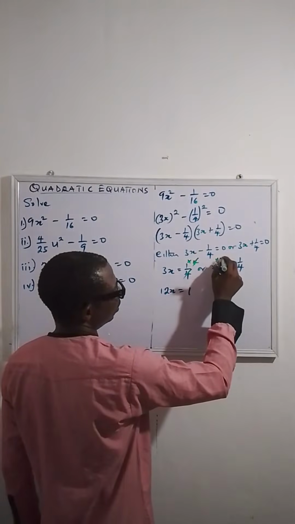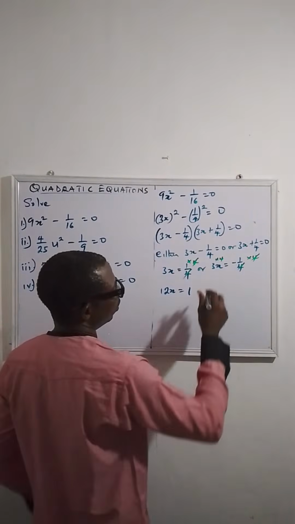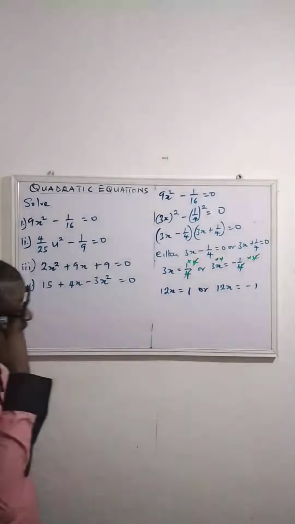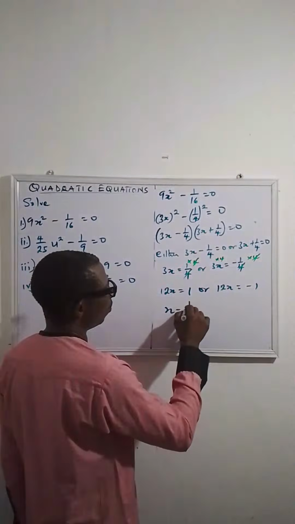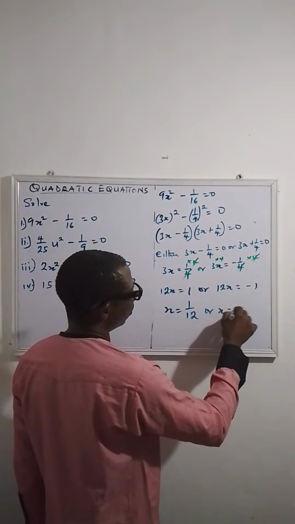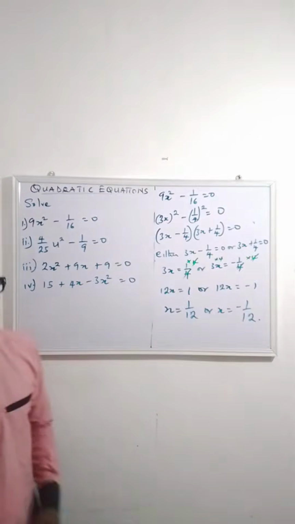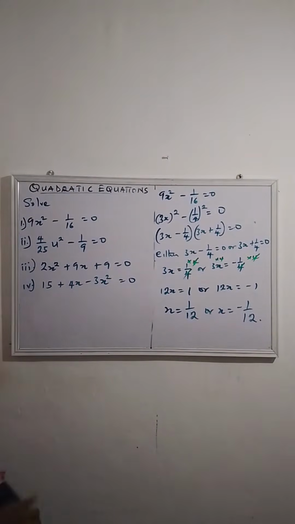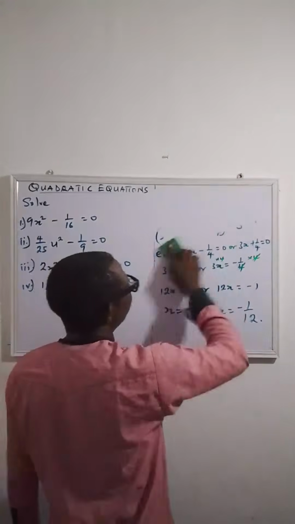The same thing also applies to this. Multiply this by 4, so 4 will cancel 4, and this one gives you 12x equals negative 1. Here you can divide both sides by 12. Dividing by 12, we have x equals 1 over 12 or x equals negative 1 over 12. Can you see the question and the solution? That's how you're expected to solve this type of problem. I think that is well understood. Let's move down to the second question here.